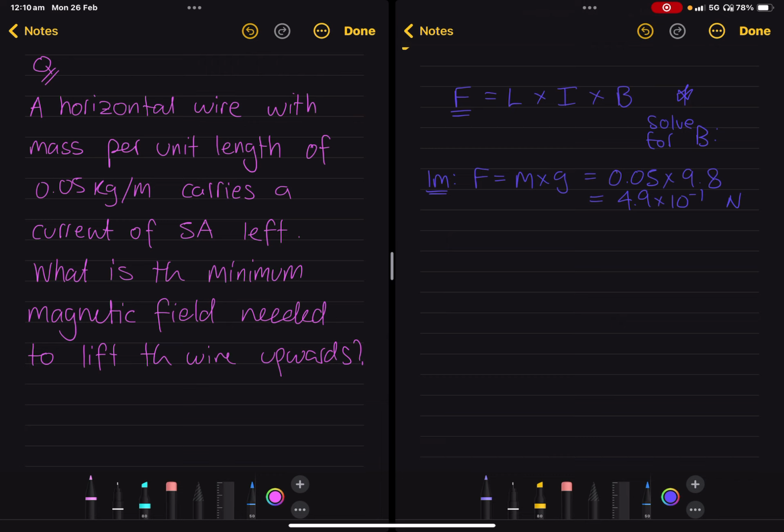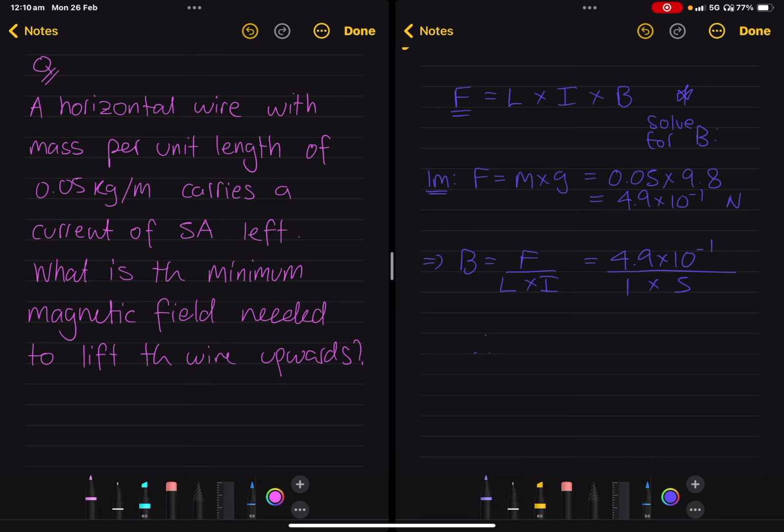So divide both sides by I and L. This tells us that B, the field, is the force divided by the length multiplied by the current. Well, the force required from the field has to be equal in magnitude to the force due to gravitation, in the opposite direction of course, but equal magnitude. So 4.9 times 10 to the minus 1, divided by the length of the cable. Well, we took this to be 1 meter, so this is going to be 1. And then we're going to multiply this by the current, which is 5 amps.